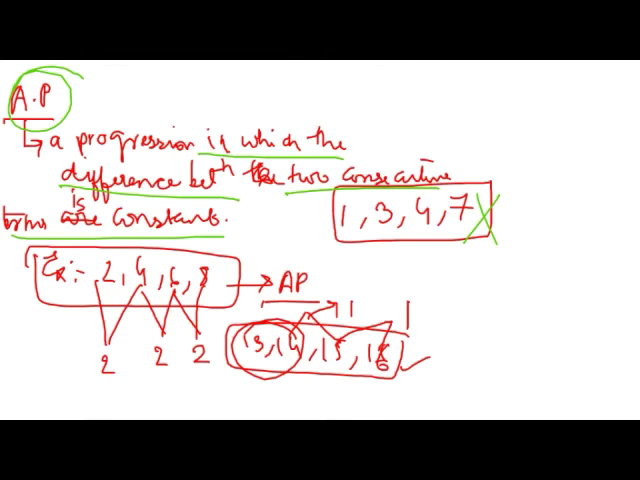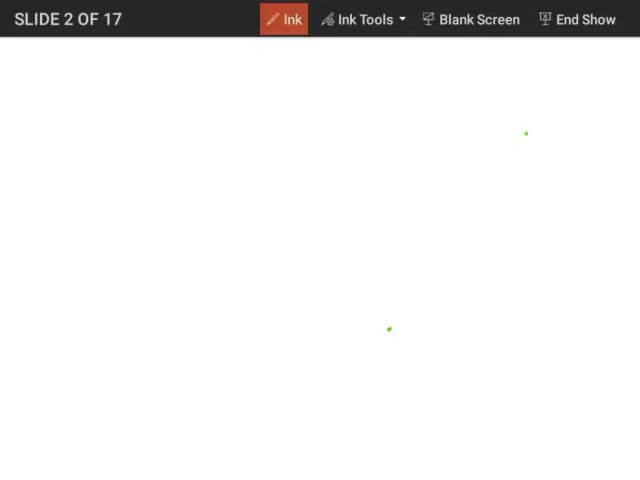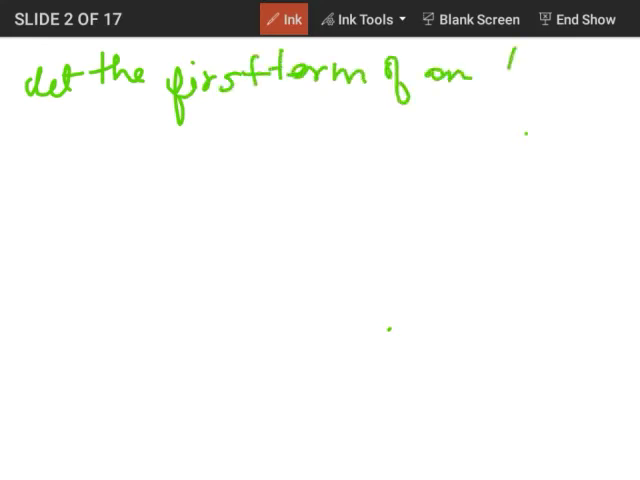Now let us move on to the rules of AP. First of all, if I want to generalize the examples that I took, we can write: let the first term of an AP be, say, a. So the first term is a.